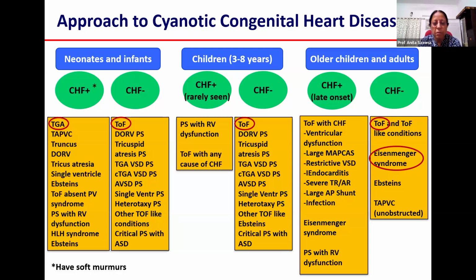So this is the algorithm. If you can follow, then I'm sure you don't have to worry too much about the diagnosis. If you have an idea as to which group this patient belongs to, I think you can further do the X-ray, ECG and get the diagnosis.